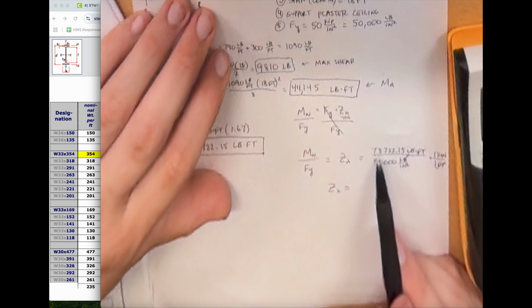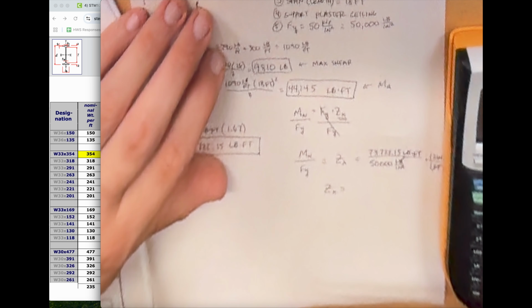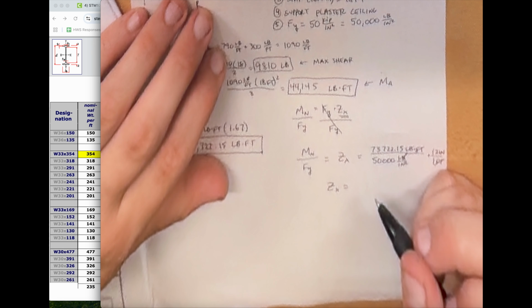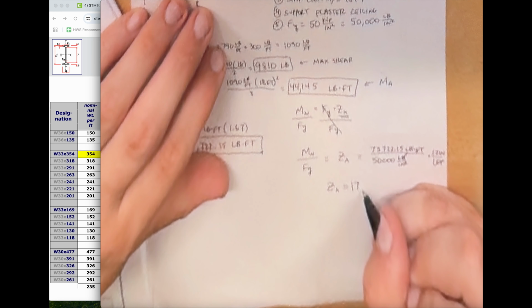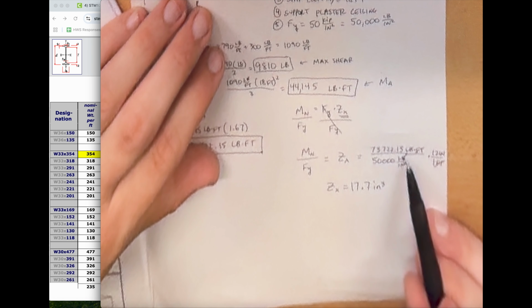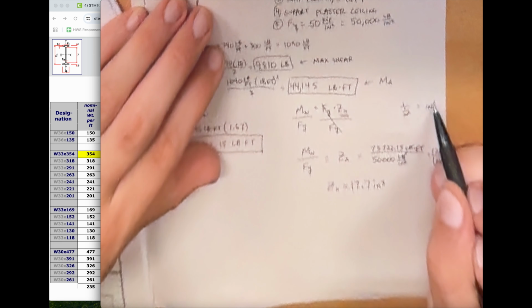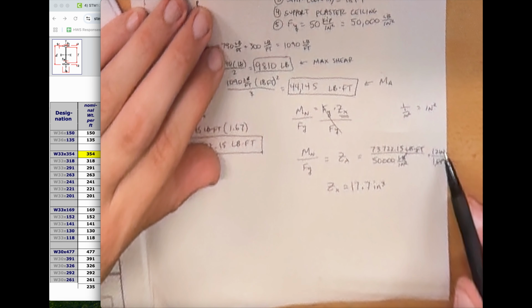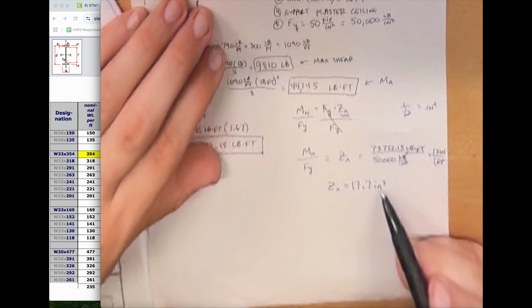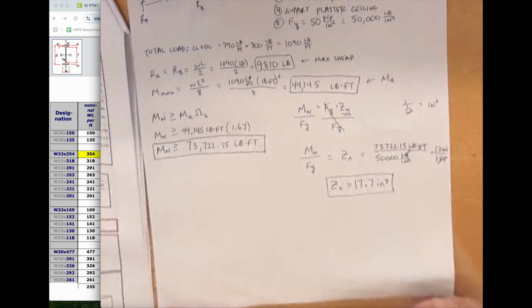And so now we can evaluate this. This is 73,722.15 multiplied by 12 divided by 50,000. So let's calculate this out. We multiply that by 12, divide by 50,000, and what we end up with is a value of Zx that is 17.69. Now I'm going to round that up. And as you remember, the inches squared is basically 1 divided by inches squared, so that's actually just equal to having square inches on the top. Now that's multiplied by a unit of inches, and that's how we end up with cubic inches. So Zx needs to be at least 17.7 cubic inches.